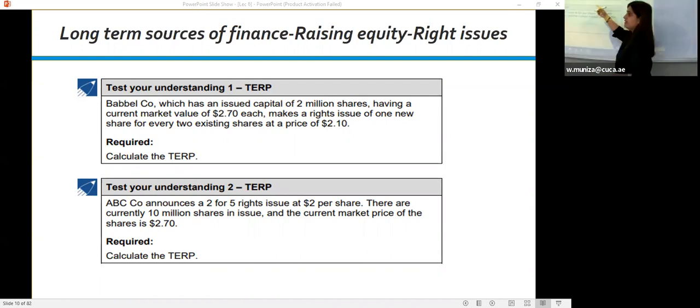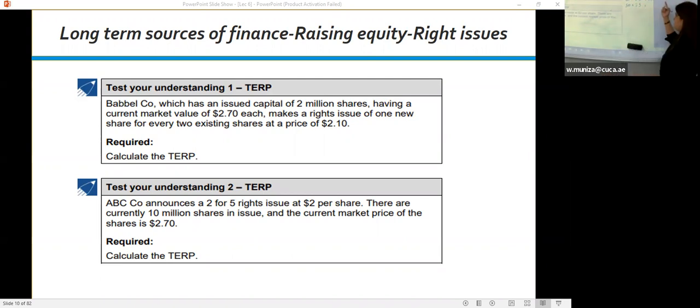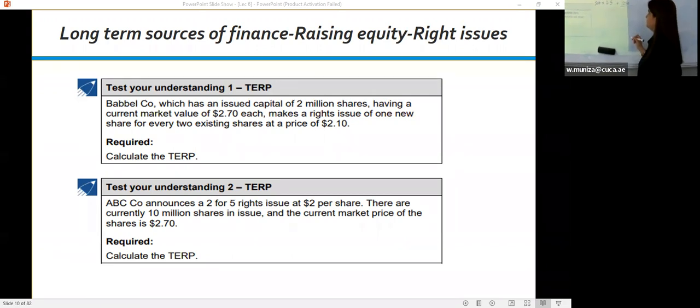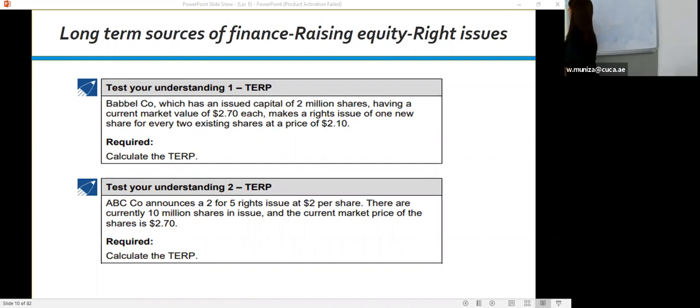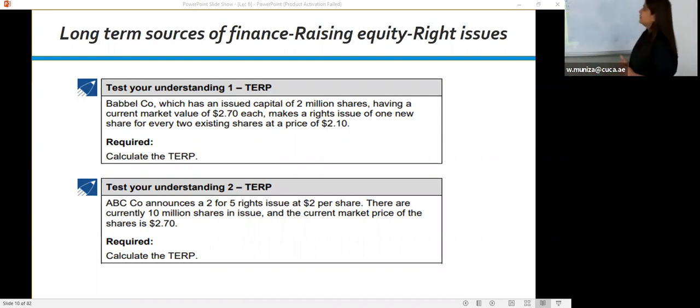So for 1,000 existing shares, what will be the price? The theoretical ex-rights price is 2.5, so 2,500. And if he is taking up the shares, the option was 1 for 2, so 1,000 multiplied by 500 new rights issue shares. For 500, at 2.5, how much is it? 1250. Okay, so this will be his total wealth now. How much is it? 3750, if he is taking up the shares.